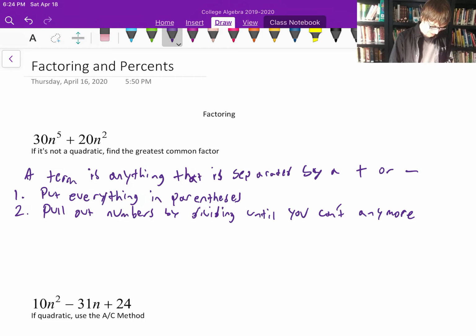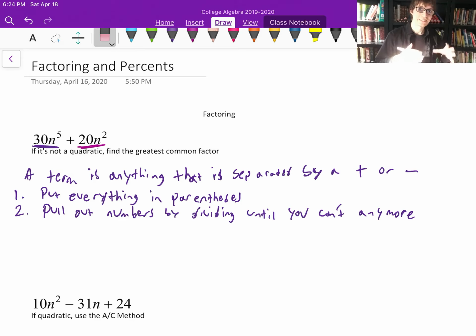When I say the word term, all I'm really saying is anything that's separated by a plus or minus. That's the rule of thumb. For example, 20n squared has a plus next to it, and it separates the 30n to the fifth. These are two different terms because there's that plus in the center separating them. So we have two terms here. Okay, ground rule set, that's a term.